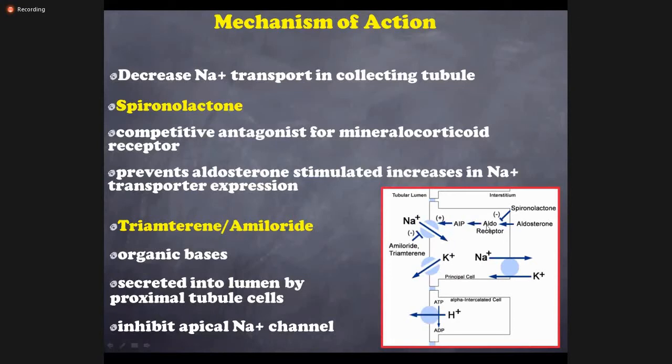You can see the mechanism on this diagram. This is spironolactone, and aldosterone also binds with the receptor. So spironolactone prevents aldosterone binding with its receptors, and prevents the aldosterone-stimulated increase in sodium transporter expression, right? Triamterene and amiloride are organic bases secreted into the lumen by proximal tubule cells and inhibit the apical sodium channel.